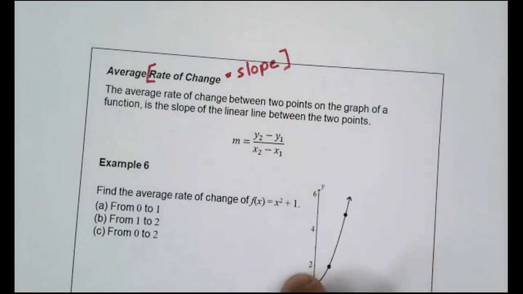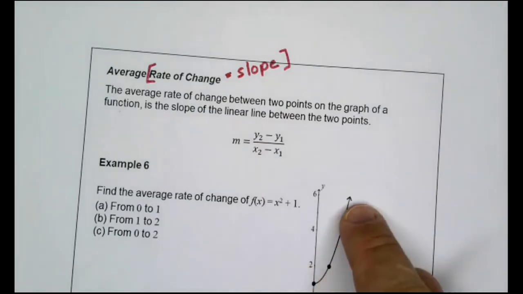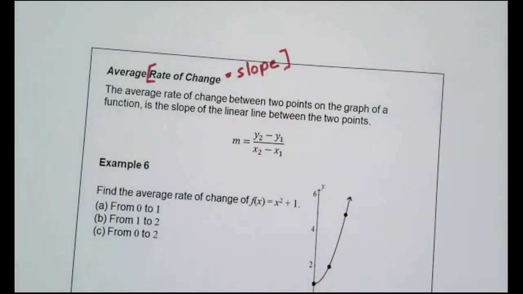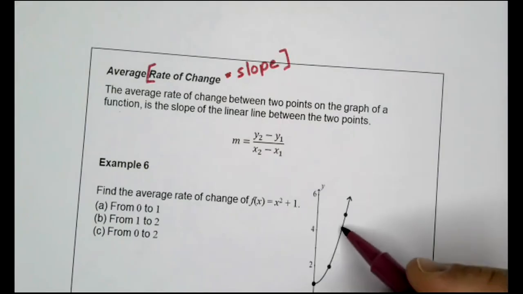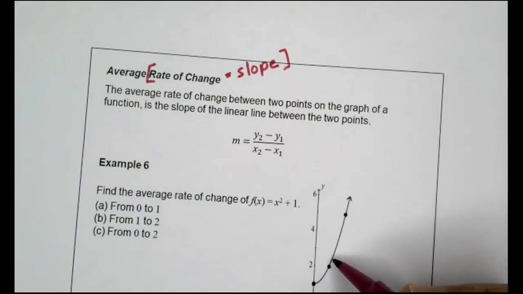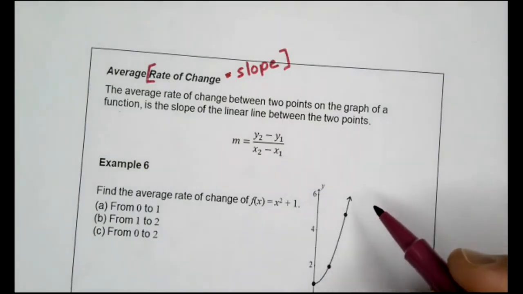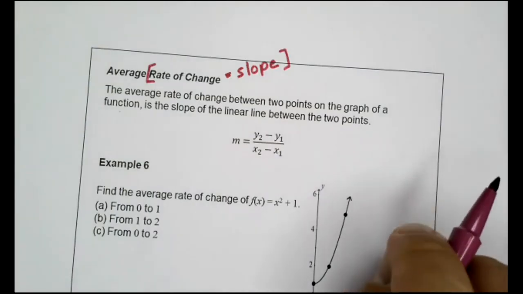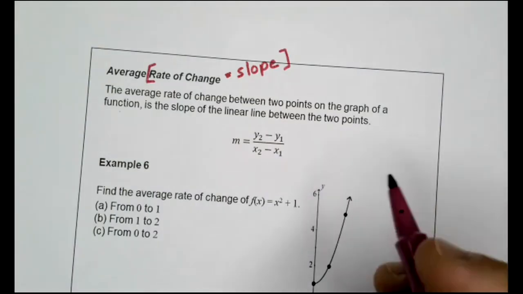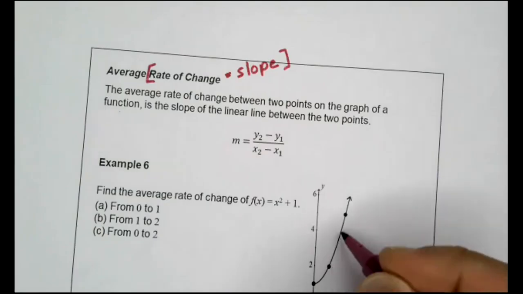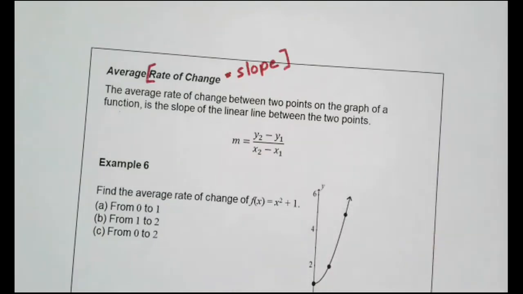We have a curved line, and we're just trying to guess between here and here about what our slope is, okay? The average rate of change between 2 points on the graph of a function is the slope of the line between the 2 points. So even though the 2 points are not connected by a line in this graph, you draw a line over it and find the slope of that line and call it the average change, okay?